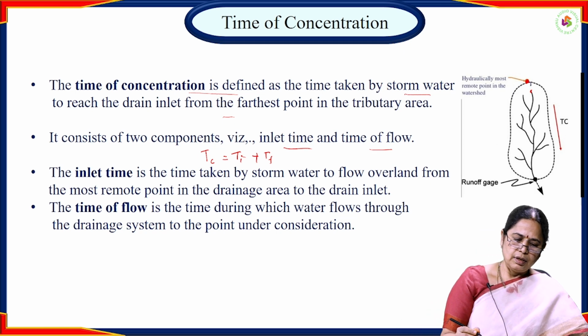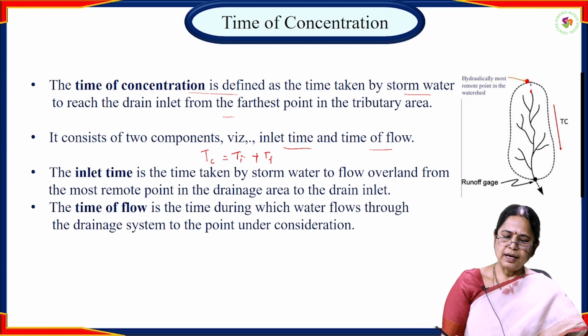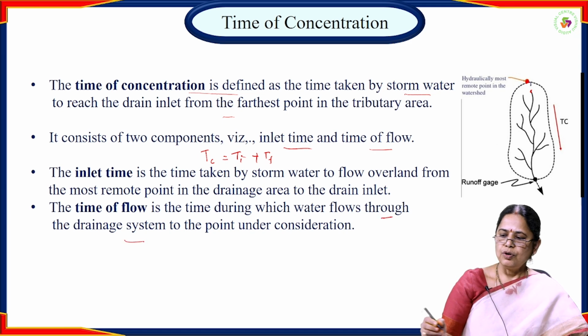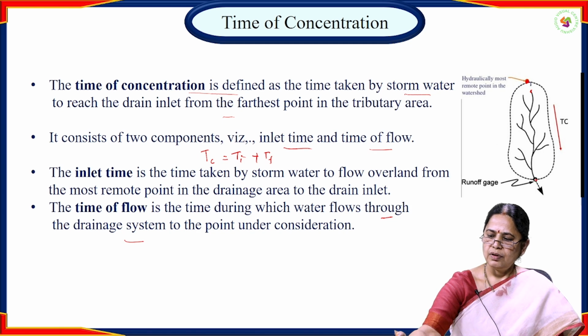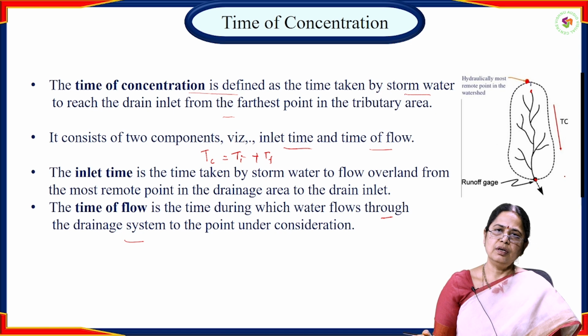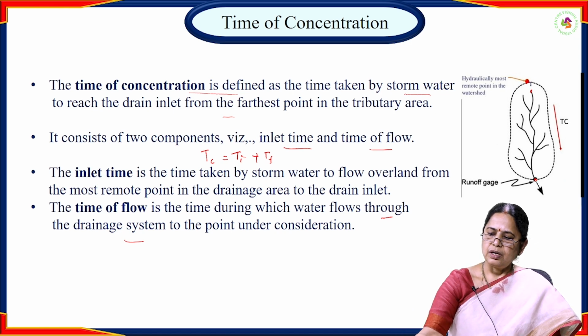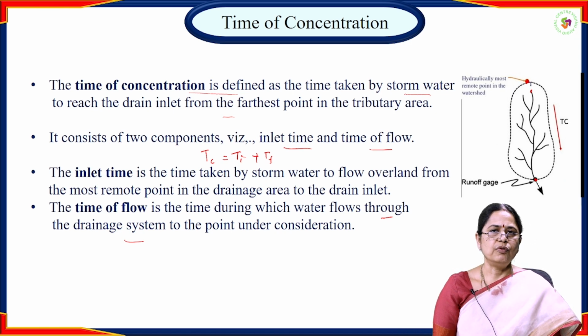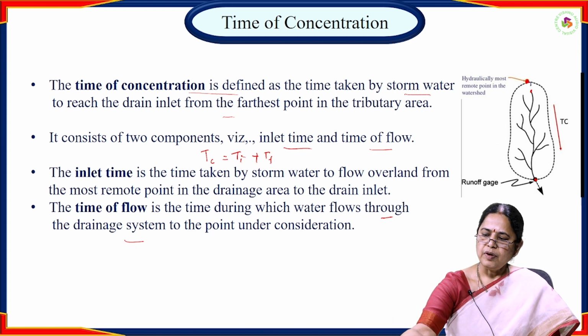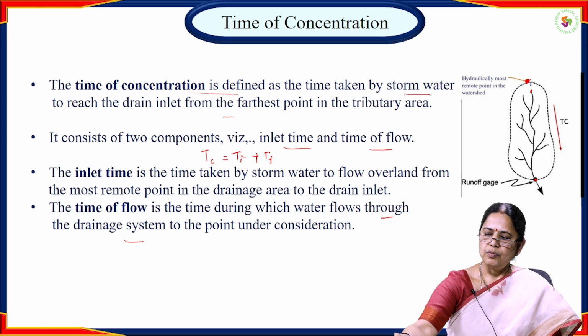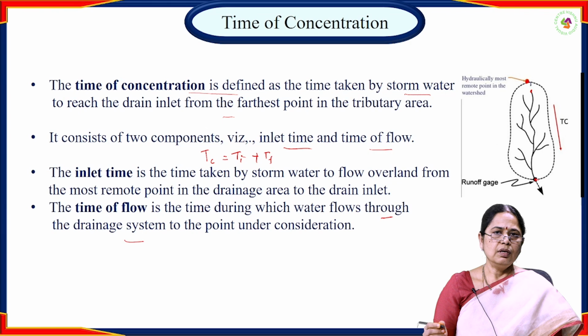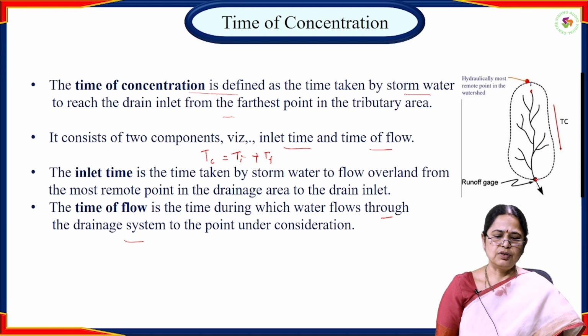The time of flow is the time during which the water flows through the drainage system to the point of concentration. From here to here, the time taken by the storm water to reach this particular point is known as time of flow. So, the time of concentration is the time taken by the storm water from the most remote point to the point of concentration.